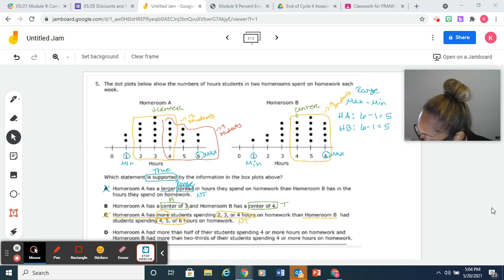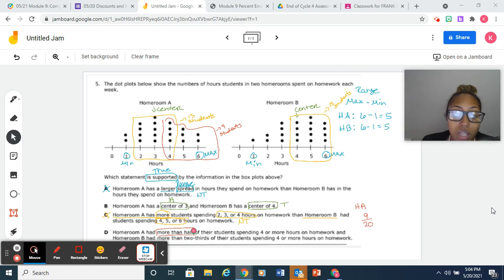And they're saying that that is more than half. Well, there are 20 students that were surveyed in homeroom A. 9 is not more than half of 20. And if we were to write it out as a fraction just to make sure, 9 over 20 does not represent half, nor does it represent more than half. So if this is homeroom A, already we're not meeting that expectation.